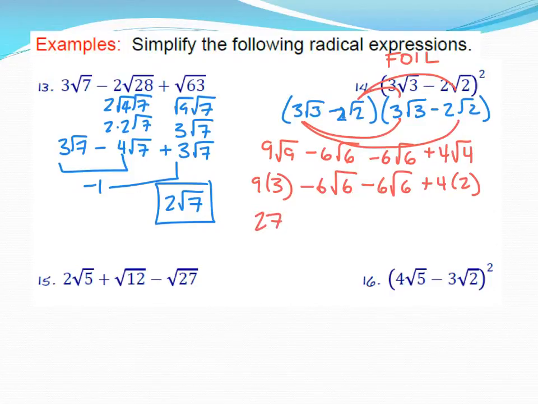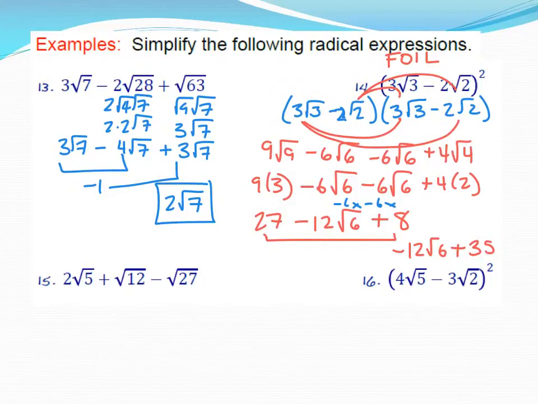Notice here I got radical 6's in both of these, so we can combine these like negative 6x and 6x. Let me just put this down here real small. This would be like saying negative 6x minus 6x. We can combine those to get minus 12 radical 6. Again, they're not x's, but we can treat them like that. And then lastly, I got plus 4 times 2 is 8. And the last thing I can do is combine my like terms. I get negative 12 radical 6 plus 27 and 8, which is 35.